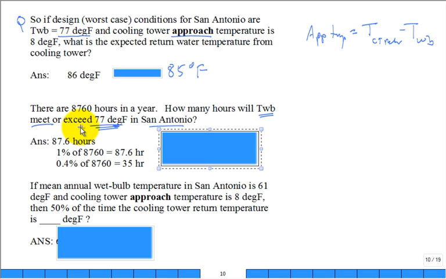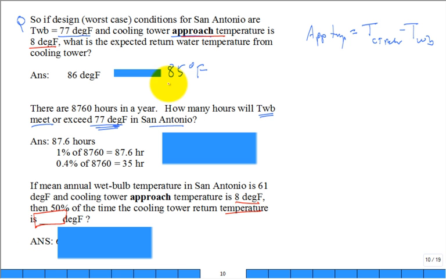Okay, the next question. If the mean annual wet bulb temperature in San Antonio is 61 degrees, so that's a lot lower wet bulb, isn't it? So today, the wet bulb right now, I don't know what it is, but it's low. Okay? So the mean annual is 61 degrees F. The cooling tower approach is 8 degrees. That's the same as what we had up here. Then 50% of the time, the cooling tower return temperature is, what is it going to be 50% of the time?